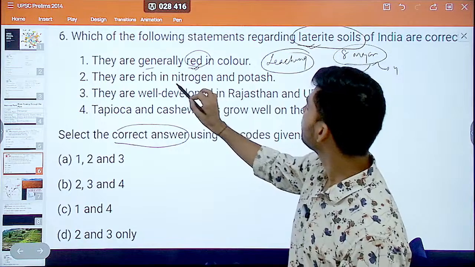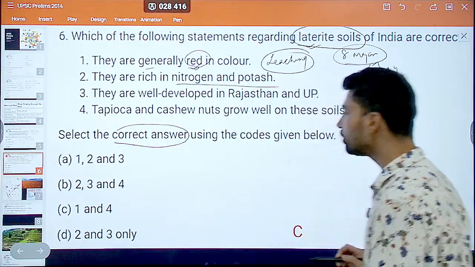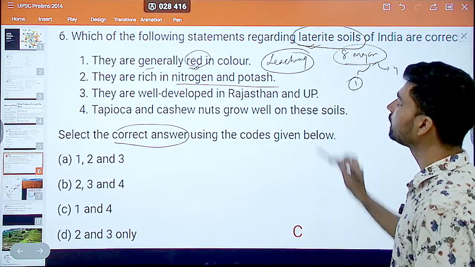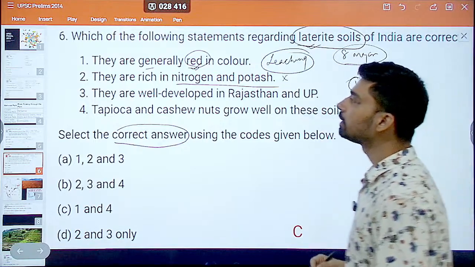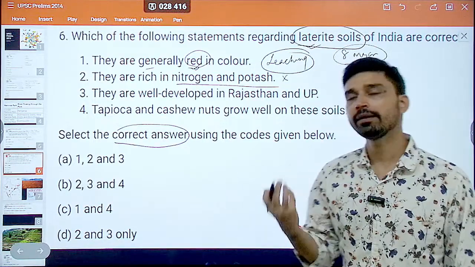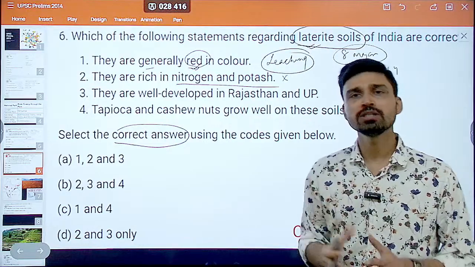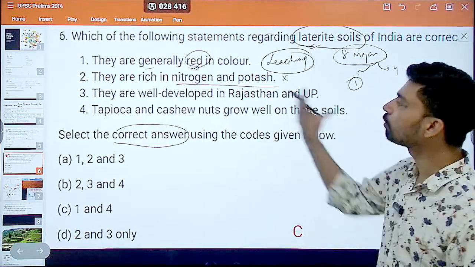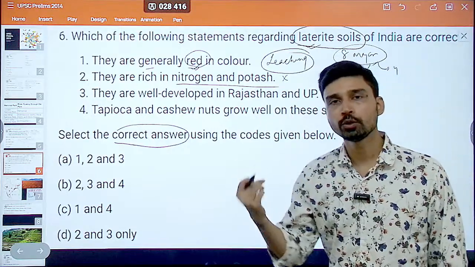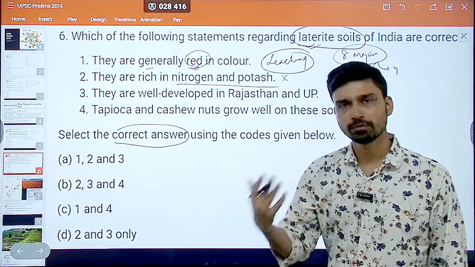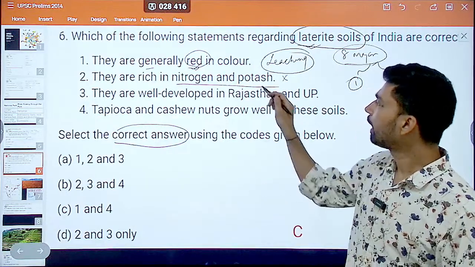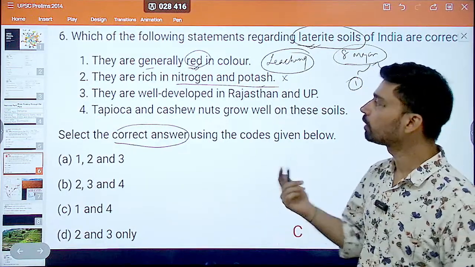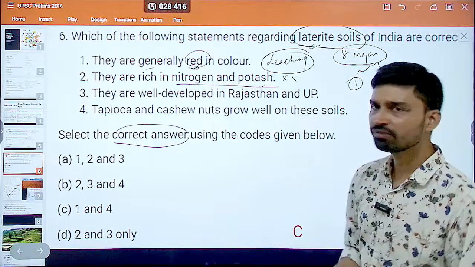Second is they are rich in nitrogen and potash. Now this option is incorrect because nutrient-wise there is nothing much in the laterite soil, and that is why it is also considered largely as an infertile soil. It is very difficult to grow any kind of crop there unless you apply fertilizer by yourself, artificial fertilizer, synthetic fertilizer, and also irrigation water. So nitrogen and potash are very much lacking in laterite soil.